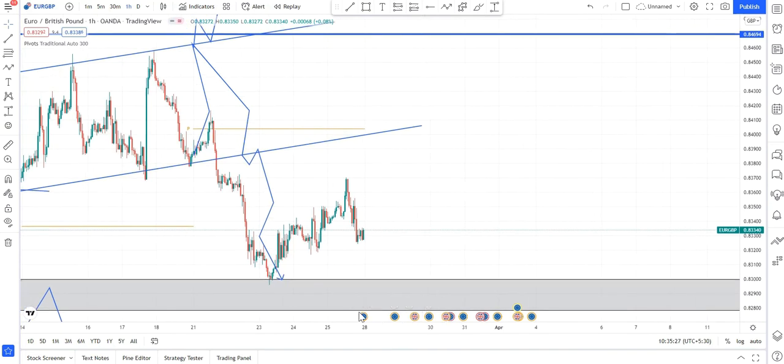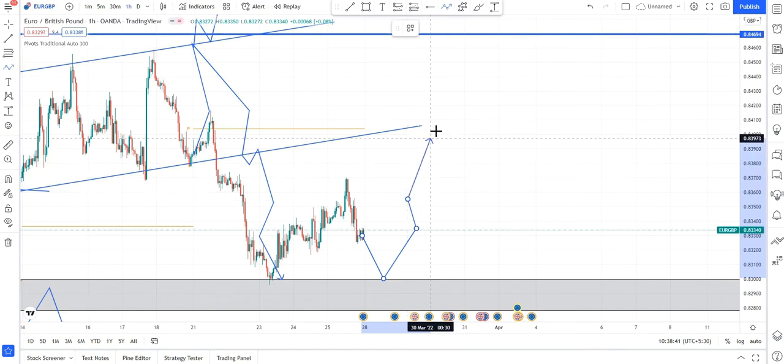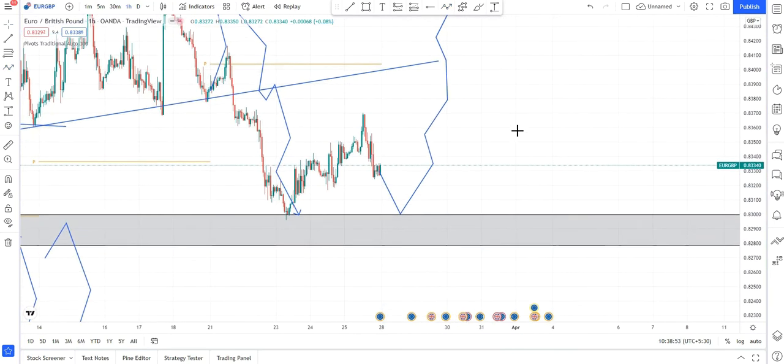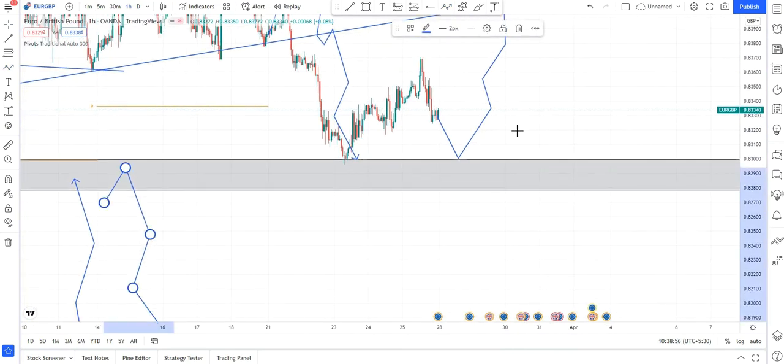You can see here also Euro versus GBP. If once again it takes support here, then our first target will be this, second target, and our third target will be somewhere here. This will be the fourth target, and if it touches, then the fifth target, and this will be our final sixth target. In downside also these are our downside targets.